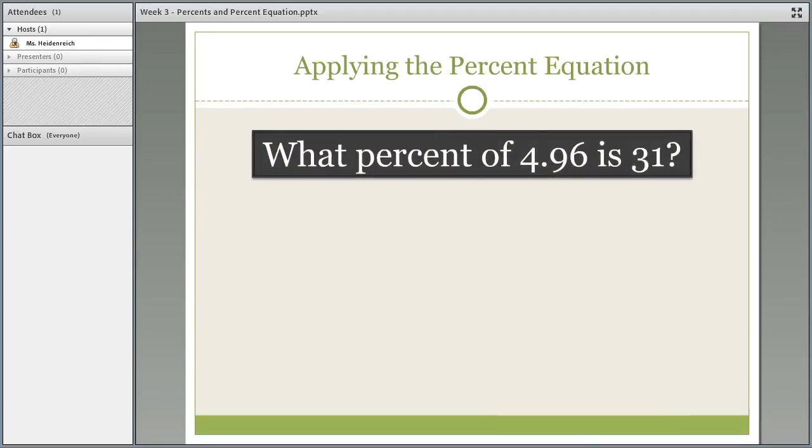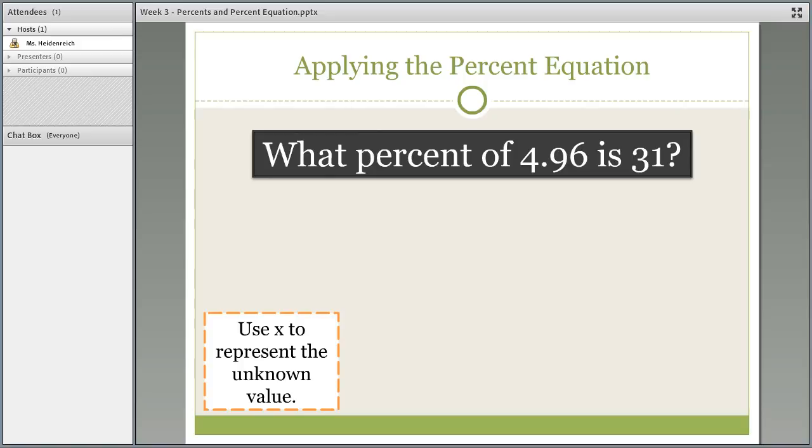So here's an example. If you see something that says what, I want you to use an X to represent the unknown value. So if it says what percent of 4.96 is 31, then that what percent part translates to X. You don't really need to write a percent sign or anything. It's just that part is the question. It's the unknown value. And then we translate left to right, just like we're reading the question or reading the sentence. So of translates to multiply.